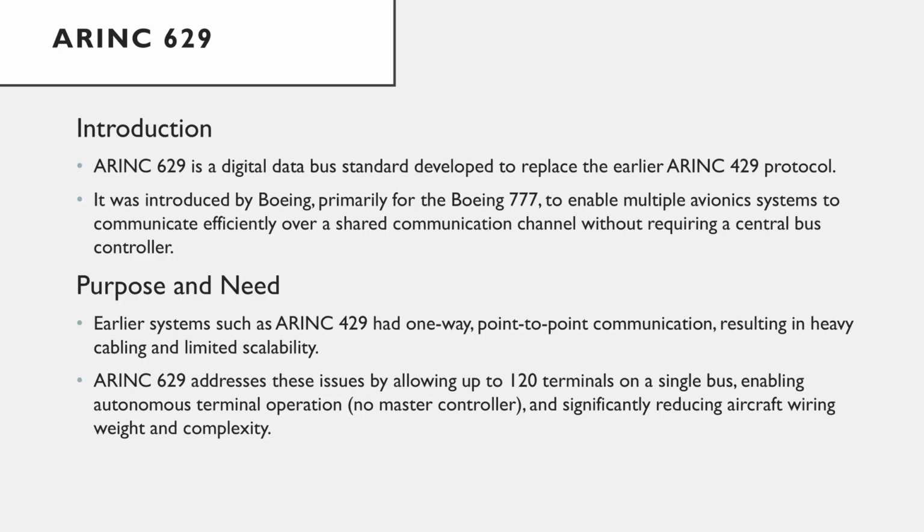ARINC-629 is an advanced, multi-transmitter digital data bus developed by Boeing and introduced on the Boeing 777. It was adopted by the AEEC in 1989 and later implemented on aircraft such as the Airbus A330 and A340. It replaced the older ARINC-429 standard and enabled a more flexible, scalable, and deterministic communication architecture in modern avionics.